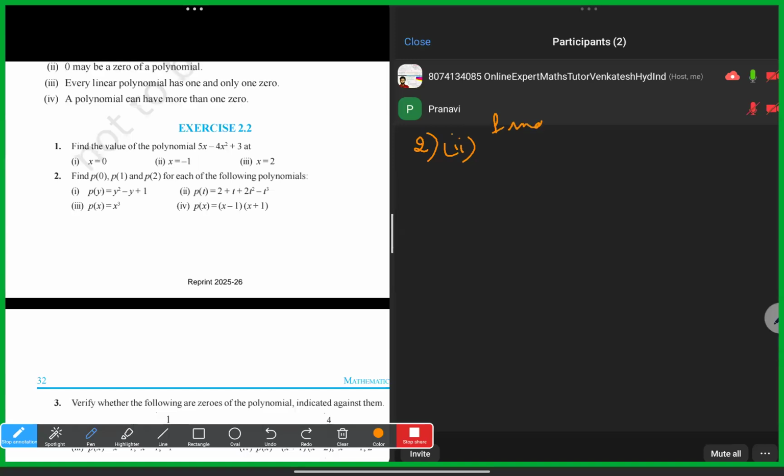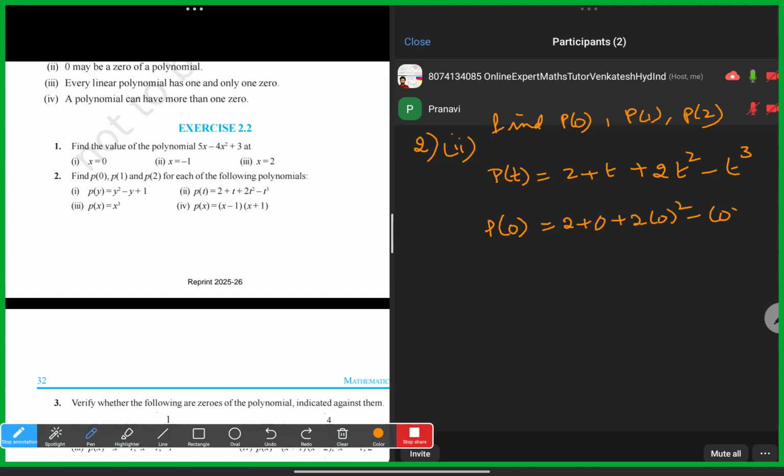So find P of 0, P of 1, P of 2, which is common for all of them. So the equation is P of t is equal to 2 plus t plus 2t square minus t cube. So first P of 0 I am finding. So 2 plus 0 plus 2 into 0 square minus 0 cube. So 2 plus 0, 2 into 0 square is 0, 0 cube is 0. The answer, Pranavi? The answer is 2. Yes, Pranavi, that is correct.